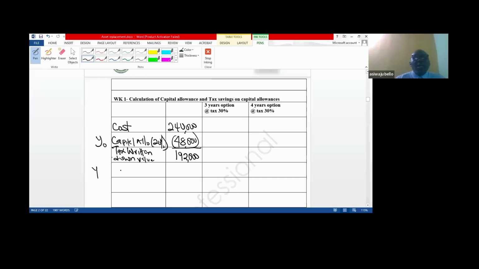Again, compute capital allowance for year 1 at 20%. 20% of 192 is 38,400. Again, 192 minus 38,400 gives 153,600. Then compute capital allowance for year 2.